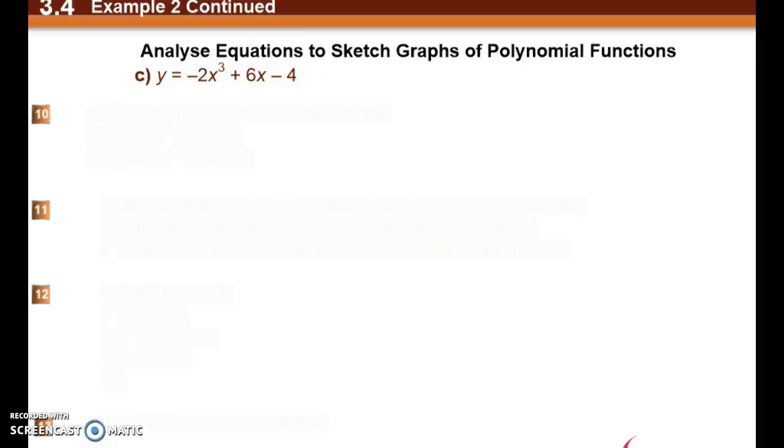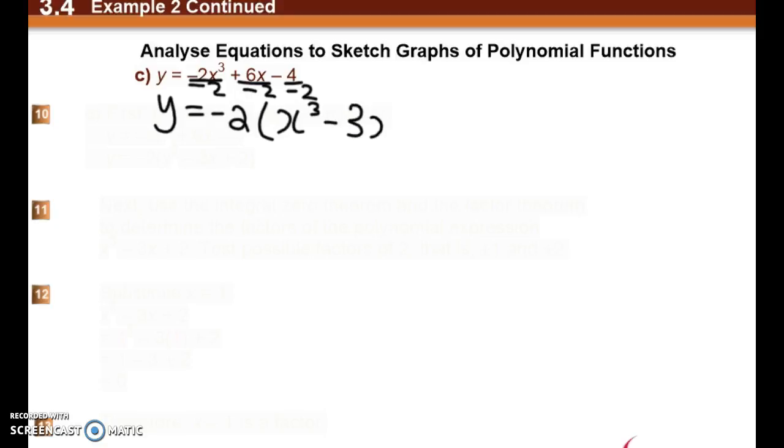Okay, when we have a situation where it's a polynomial that needs to be factored, let's see if we can take anything common out first. So we'll divide by negative 2. So that leaves us with x cubed minus 3x minus positive 2. Okay, and then we're going to try to find a factor so that we can factor this down more.